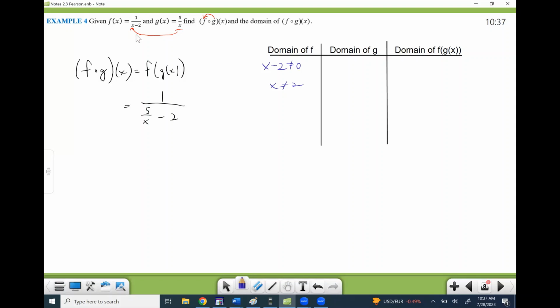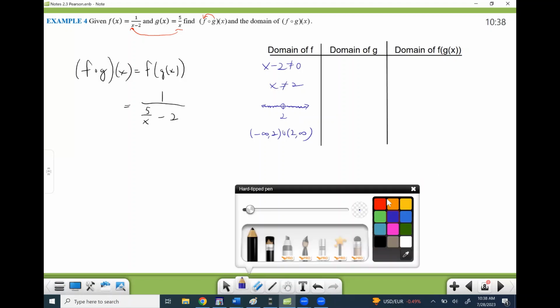Okay. So we're saying everything except 2, right? Here's 2. We're going to open circle it. Everything this way is okay. Everything this way is okay. So that would be from negative infinity to 2, union from 2 to infinity. Now what we're saying is this doesn't matter. This actually isn't going to come into play, okay, in the final product. So this one doesn't matter.